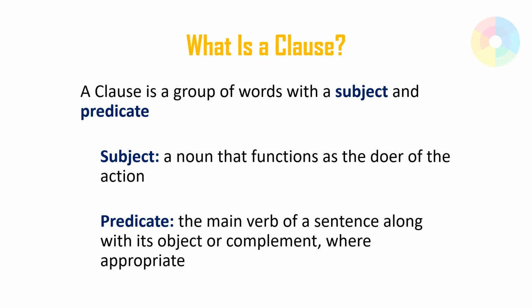So what is a clause? Because if we talk about sentence variety, then we're talking about different types of clauses which make up different types of sentences. So a clause is a group of words with a subject and predicate. A subject is a noun that functions as the doer of the action, while the predicate is the main verb of a sentence along with its object or complement where appropriate.